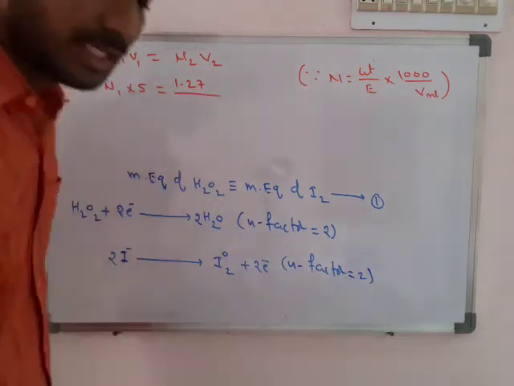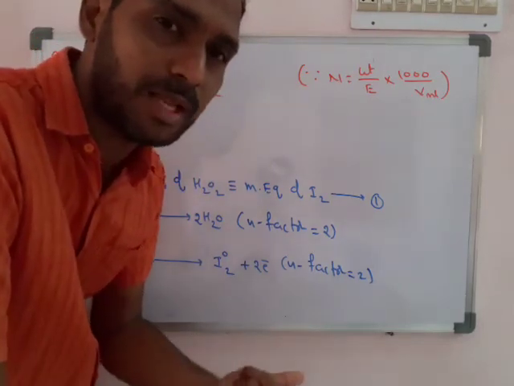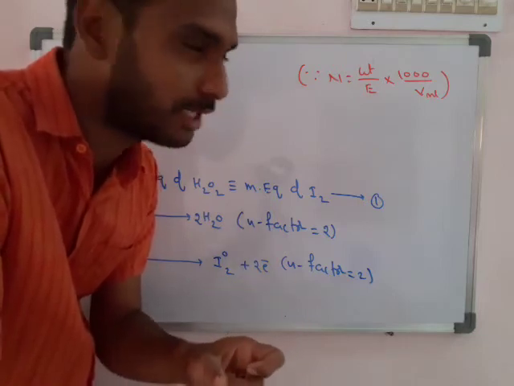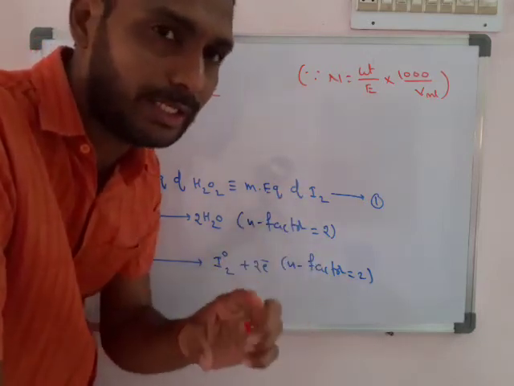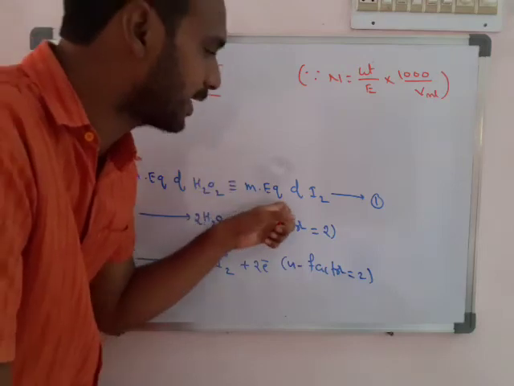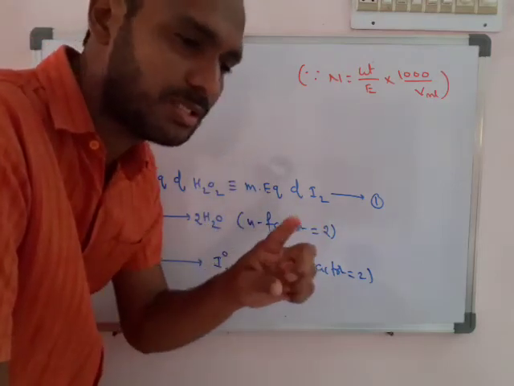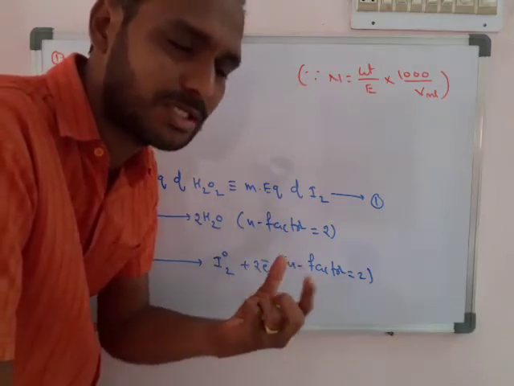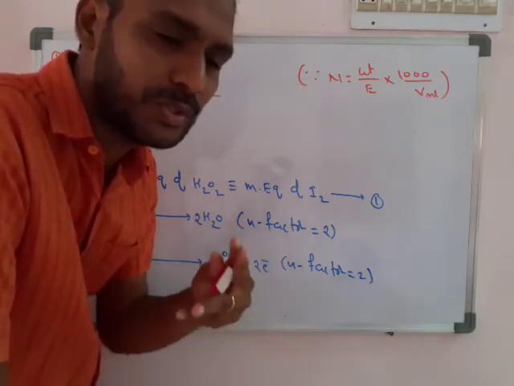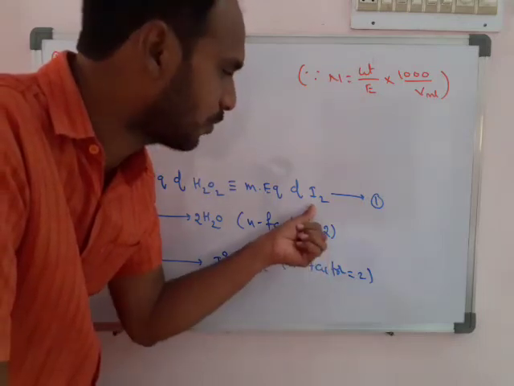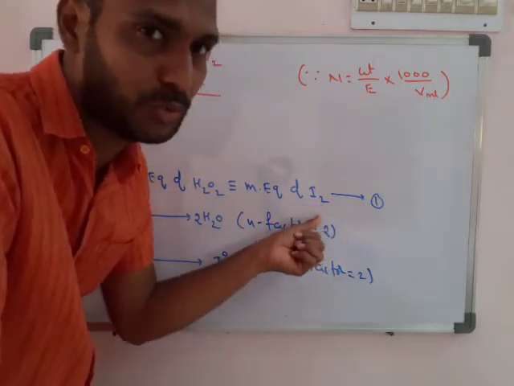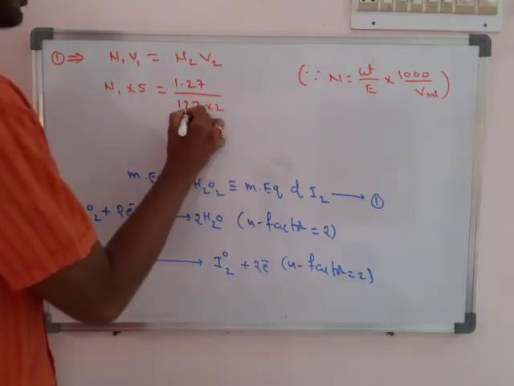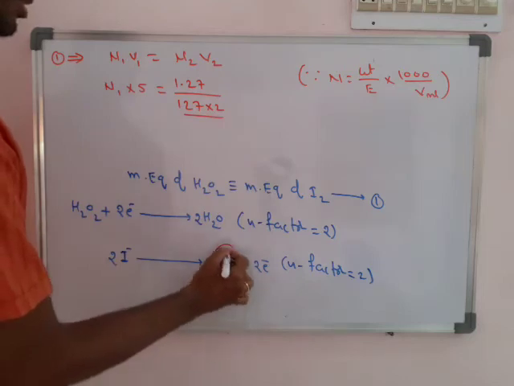So equivalent weight, we know, is formula weight by n factor. Here the formula weight we are comparing is for I2, not for I. If it were just iodine it would be 127. So the molecular weight of iodine is 127 plus 127, since 2 iodines are there, so 127 into 2. What is the n factor for this I2 formation?